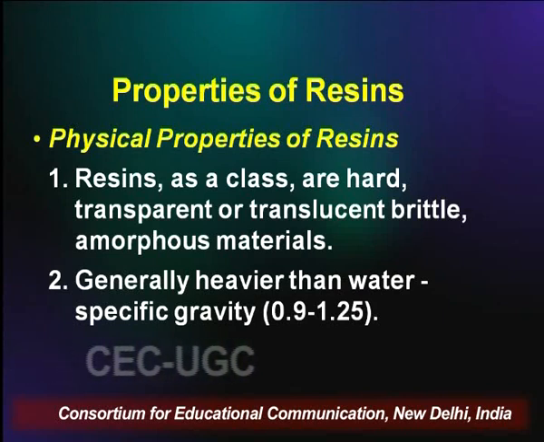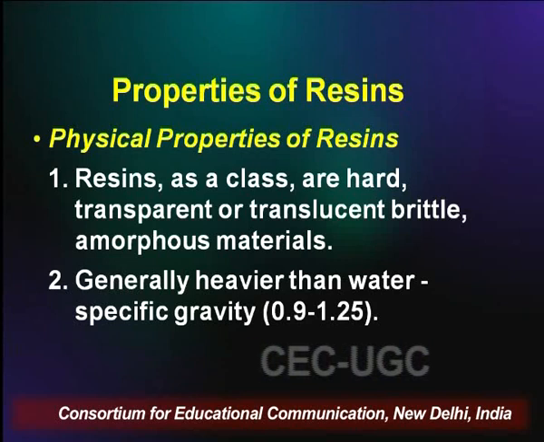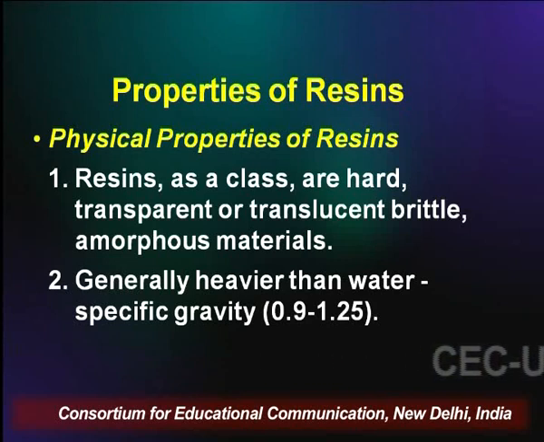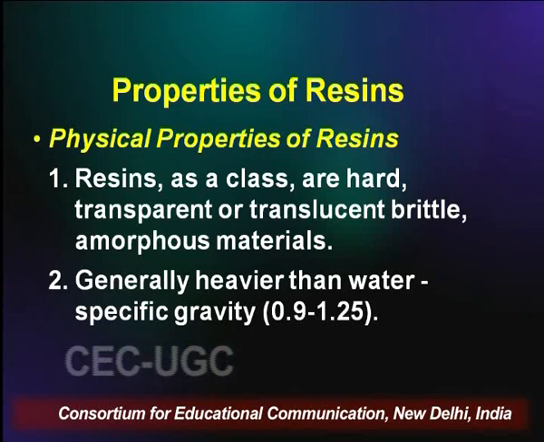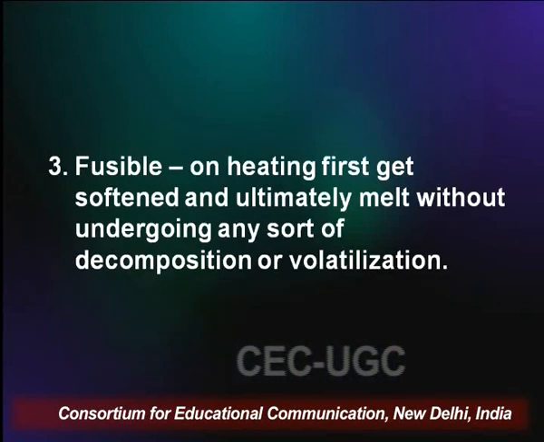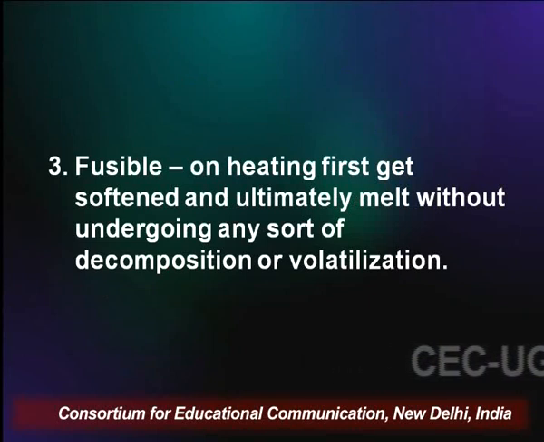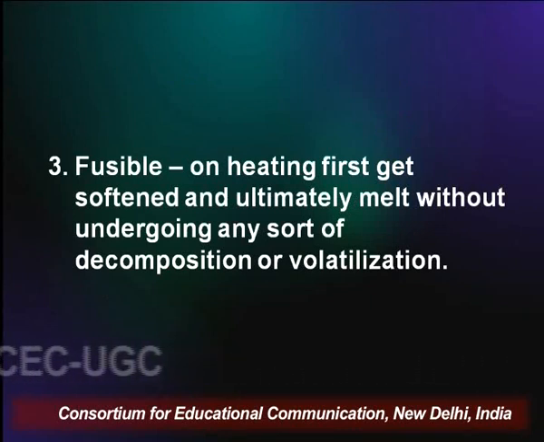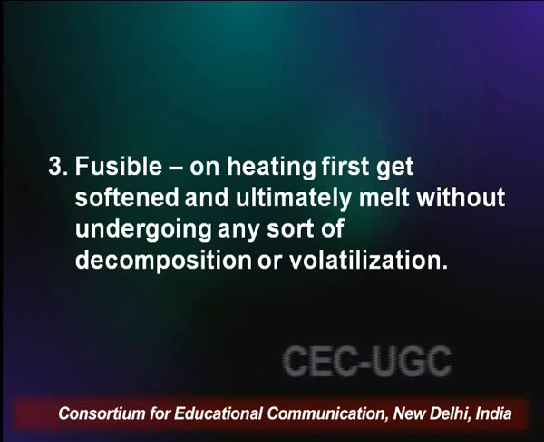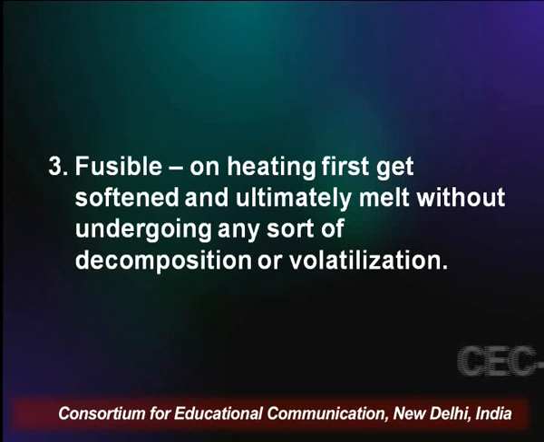So they basically occur as hard, transparent or translucent, brittle amorphous materials which are generally heavier than water, and they have a specific gravity in the range of 0.9 to 1.25. We also discussed their fusibility in one of the definitions, that is, these resins are fusible, and on heating they first get softened and ultimately they melt without undergoing any sort of decomposition or volatilization. This is another important character of resins which differentiates resins from the gums.